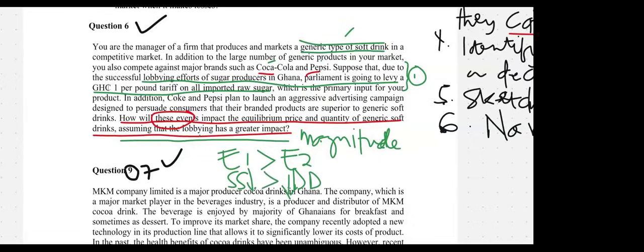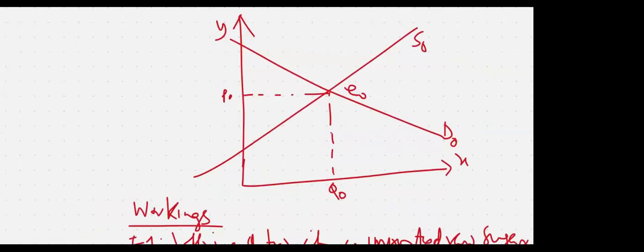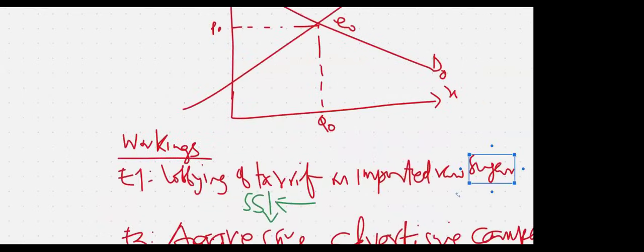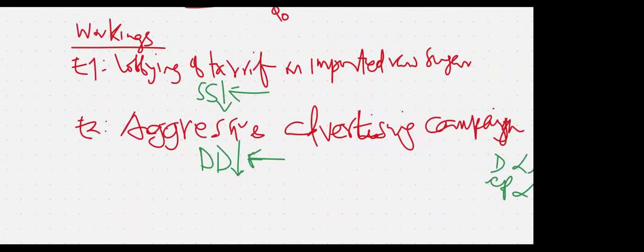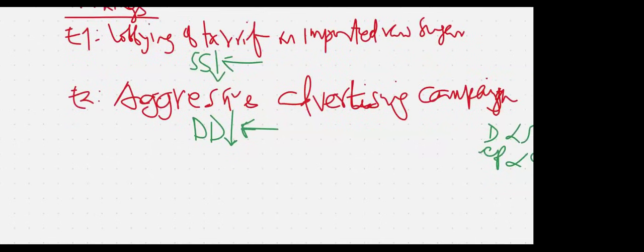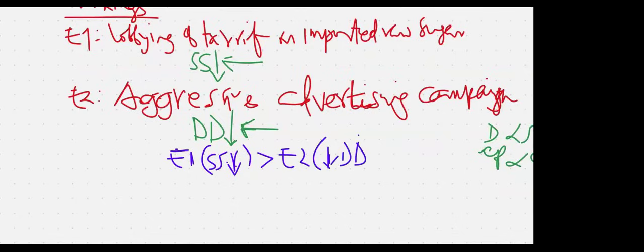So it means the effect on supply is greater than the effect on demand. The question is saying that event 1, which is the supply, which is decreasing, is more than event 2, which is the demand, which is decreasing. That's what the question is saying. So now I'm to sketch this on the graph.